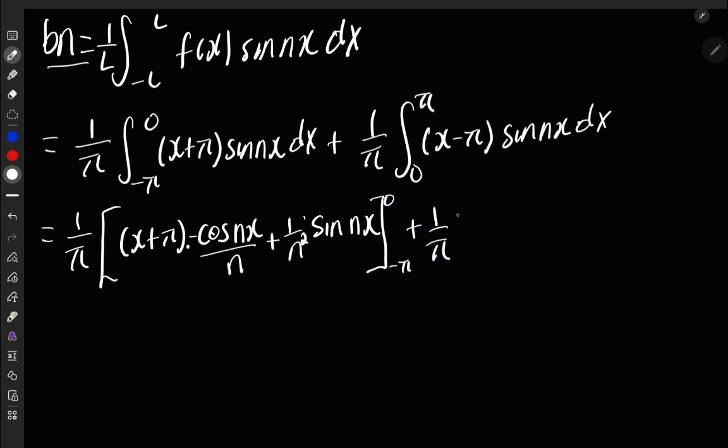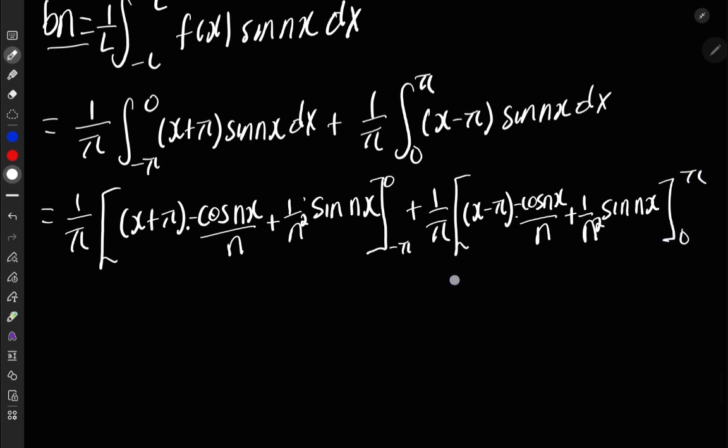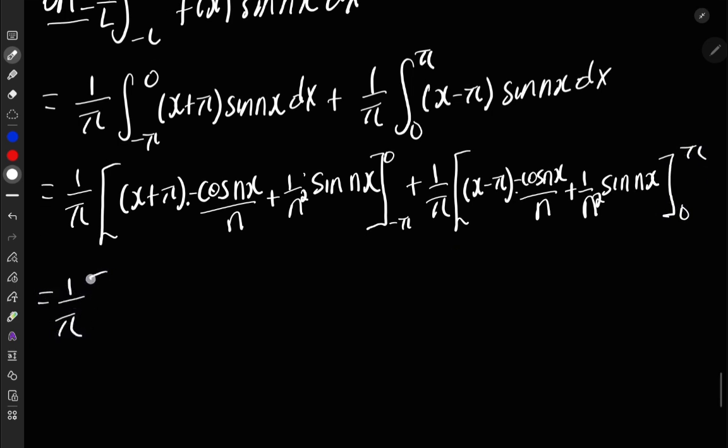The second one is going to be x minus pi times negative cos nx over n, then plus 1 over n squared sine nx. Because these two things are not so much different from one another, they yield the same derivative, so it's just going to be the same thing from 0 to pi. Then you're going to start to substitute now.